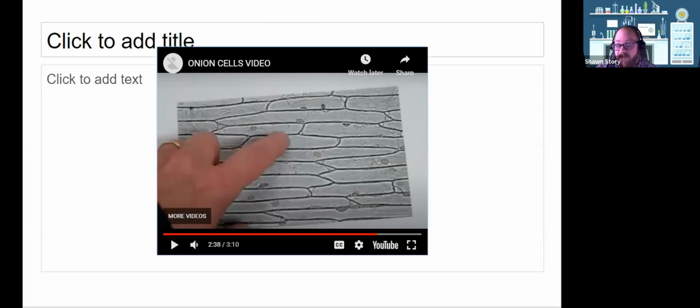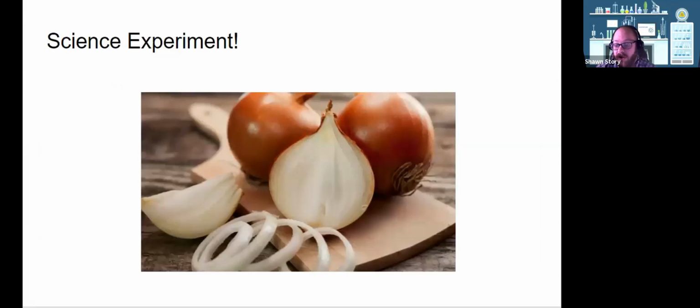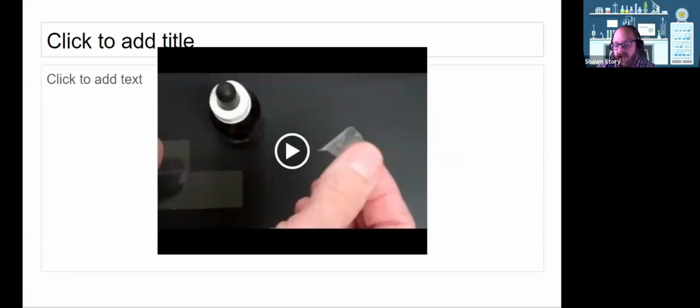I think it's something fun to do because we all cook at home, and a lot of us use onions when we do our cooking. So the next time you're doing some cooking, just take a little piece, peel it off, and see if you can see some structures.